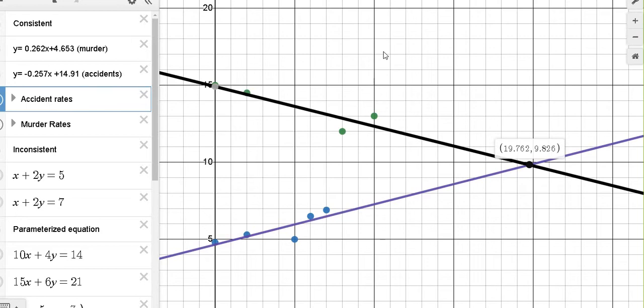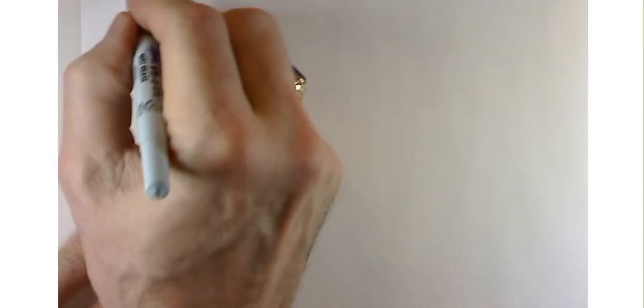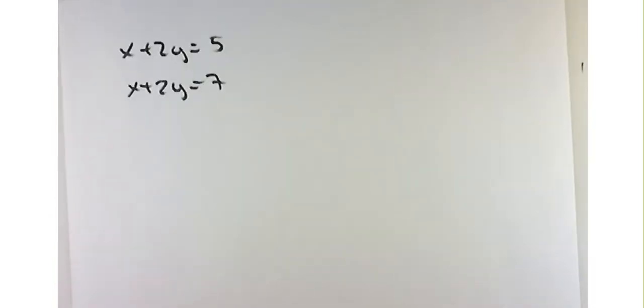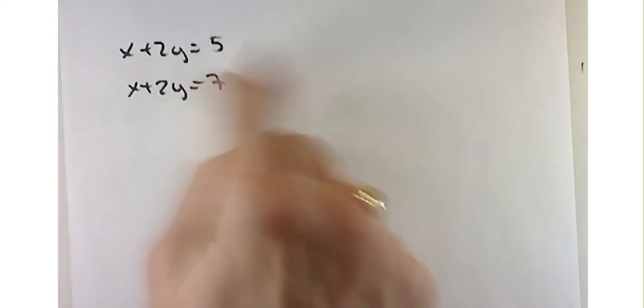So I'll give you kind of a nice little basic case. x plus 2y equals 5 and x plus 2y equals 7. Now this might make you a little bit curious right at the start, because the left-hand side is equal in both cases, but the right-hand side is different. So how could this equal two different things?